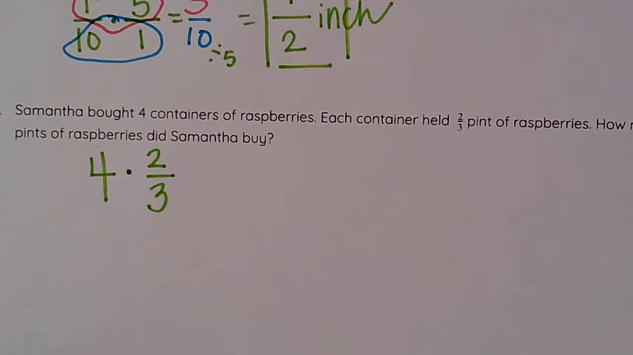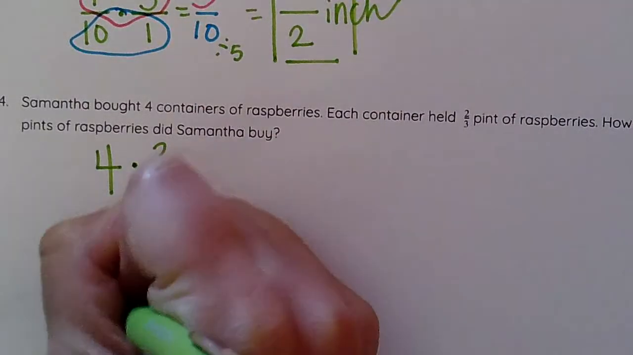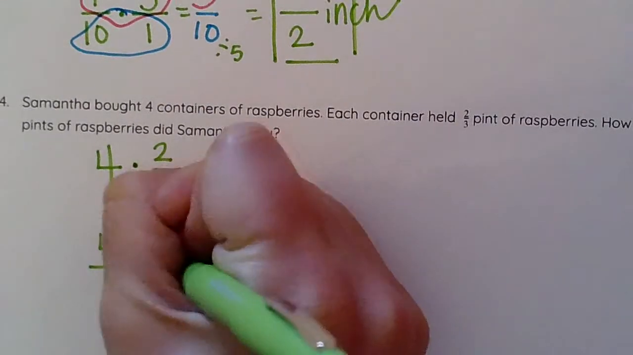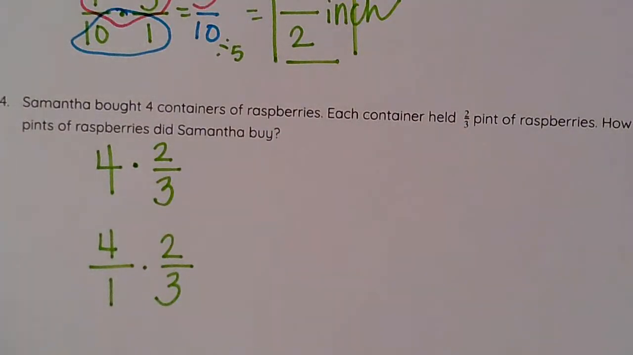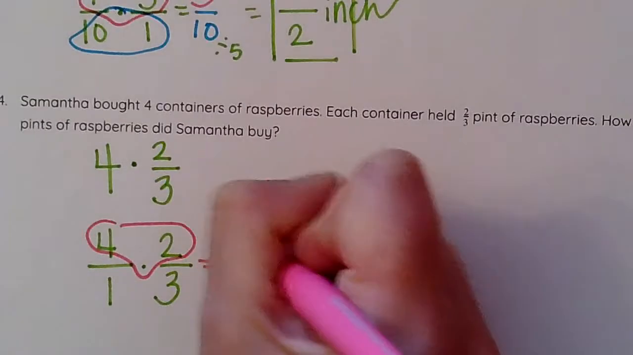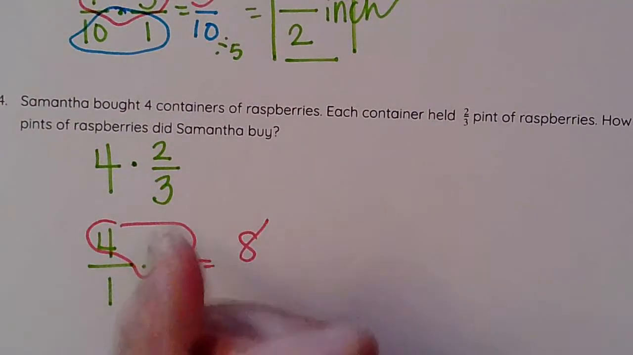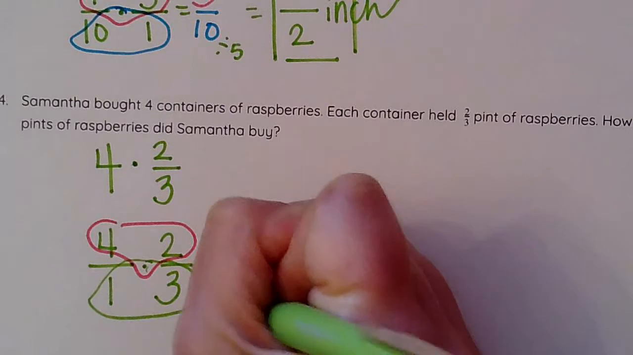Okay, so once again, I rewrite it. 4 is my whole number. Underneath that, I have a 1. Here I've got 2/3. Now I multiply across. 4 times 2 gets me 8. 1 times 3 gets me 3.